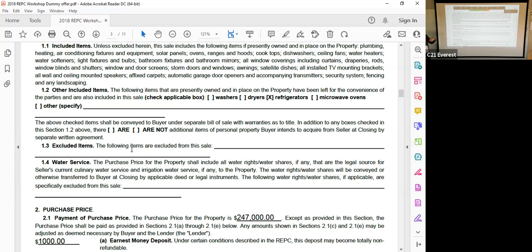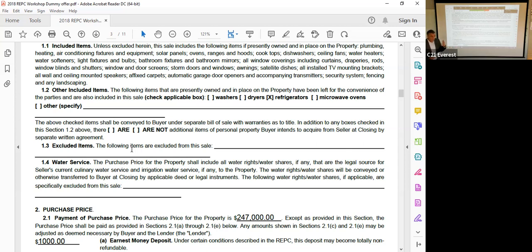Go ahead. Let's say they put the refrigerator, but when you listed the property with pictures and everything, there was never a refrigerator. But they said they wanted a refrigerator, you don't have to provide one, right? Good point. In section 1.1, it says, unless excluded herein, this sale includes the following items if presently owned and in place on the property. So if they weren't there at the time, the buyer wouldn't get it.